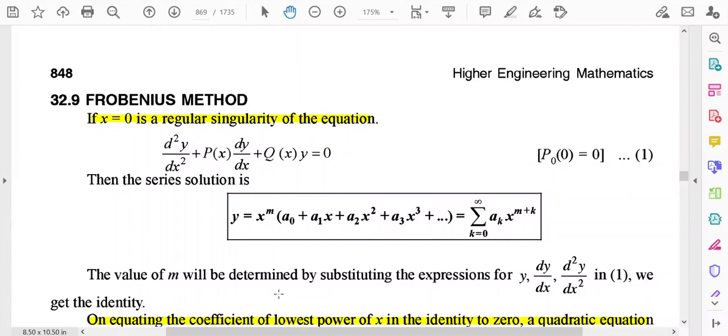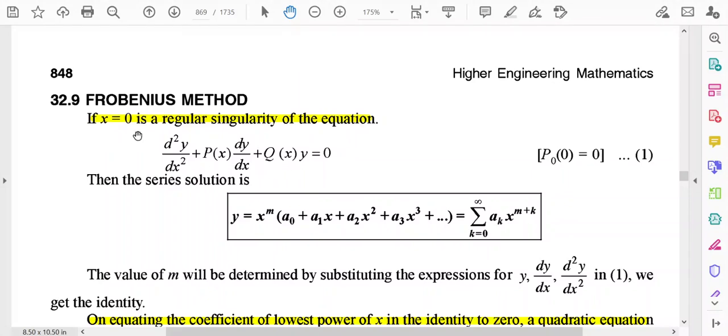So for the regular singular point, if x is equal to something, it may be 0, it may be 1, maybe 2, whatever it is, if the point is a regular singular point, then we will apply a special method for the series solution. The name of the method is Frobenius method. So we are assuming that x is equal to 0 is a regular singularity of the given equation, and this is the standard format of the given equation.